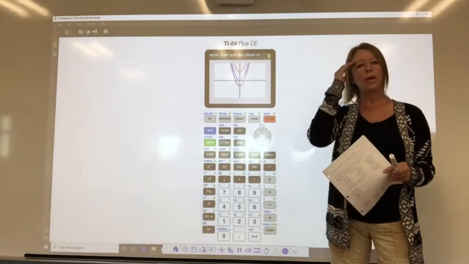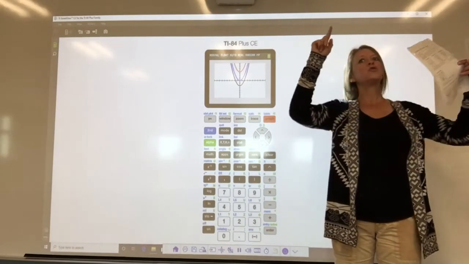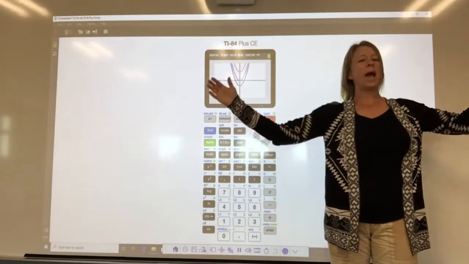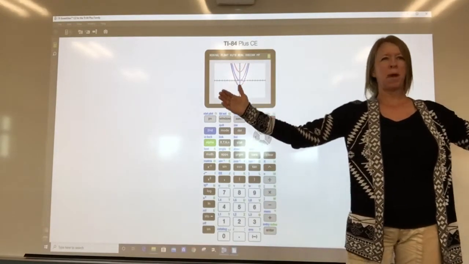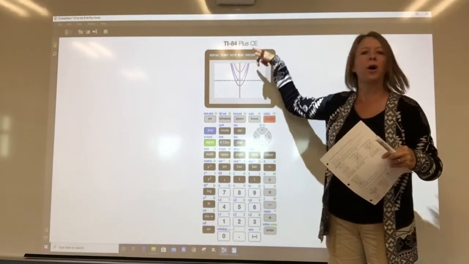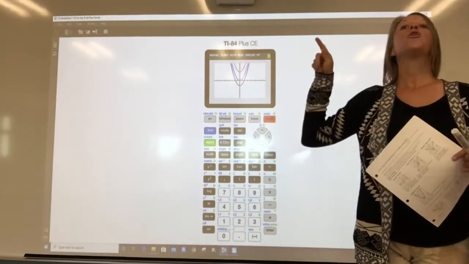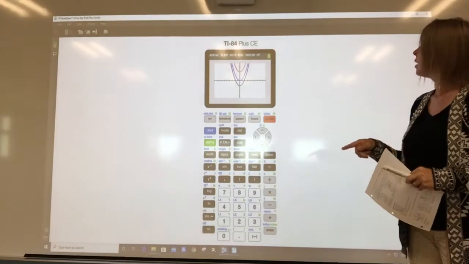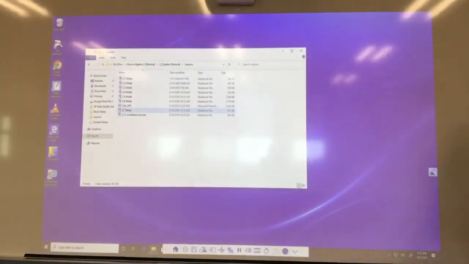So the key is, if you insert a number somewhere on the outer part of the parent function, it is going to cause a change in your graph vertically. Now, let's go back to our notes here.